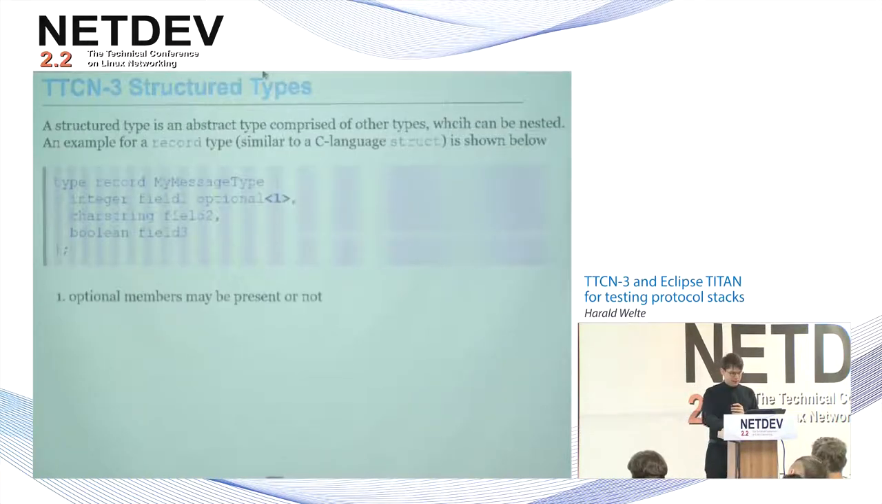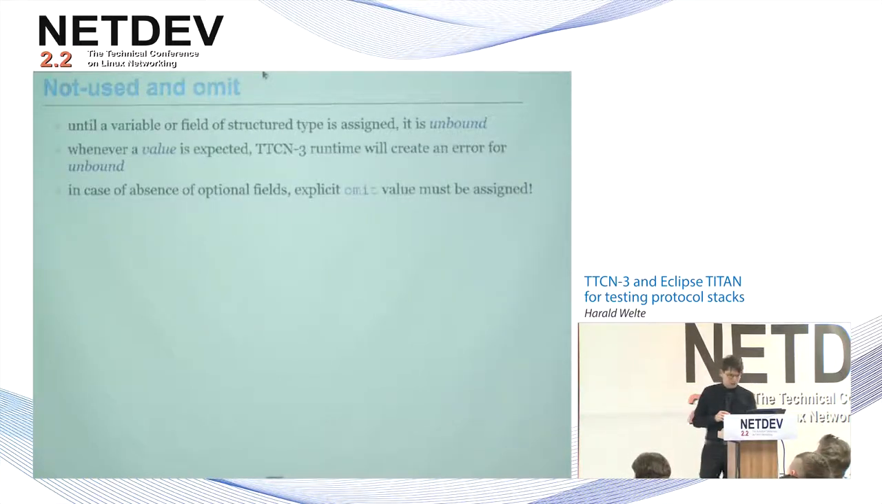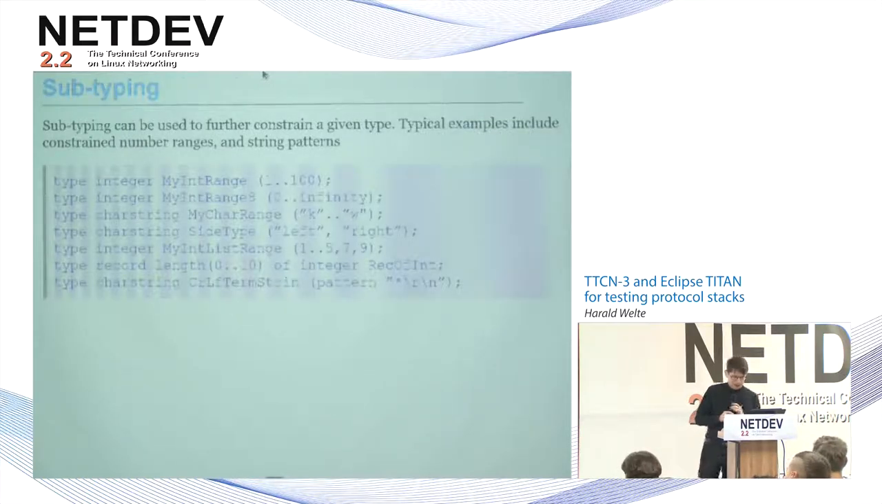So let's say we're talking about this here, the field one member. You basically have to say my message dot field one equals omit to say that this is actually not to be transmitted. It's an optional member that you don't want in this context. So this helps you to catch all kinds of bugs about not properly initializing it.